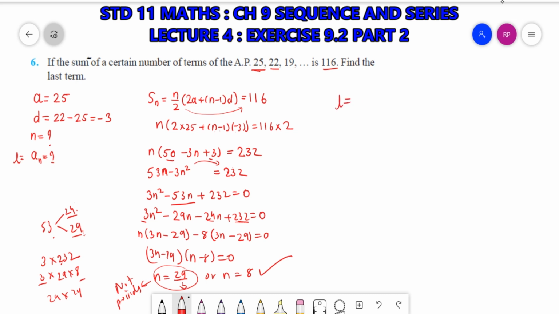So the last term, that will be equal to a8, that is equal to a plus (8 minus 1)d. So if the first term is 25 and 8 minus 1, that is 7, and the common difference is minus 3. So 25 minus 21, this is equal to 4. So the last term is 4. Okay. So this was about question number 6. So just note it down.